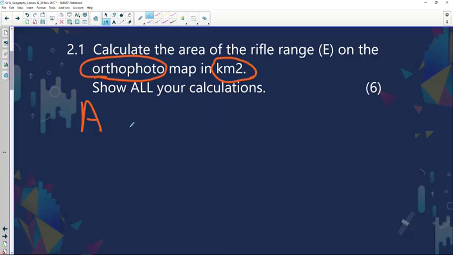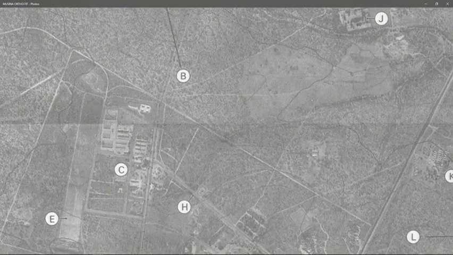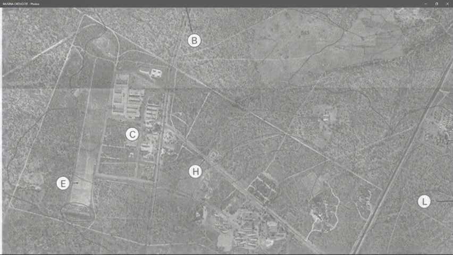Now let's just quickly find this rifle range. Now first of all, before we find the rifle range, what's the formula for area? Area equals length times breadth. Okay, now let's quickly go and find the rifle range E. There's your rifle range that they ask you to go and calculate the area. So what you need to do is, remember, to be able to do your calculations, you need your calculator, you need a protractor, and you need your ruler. And we're going to use both of these instruments right now, your calculator and your ruler.